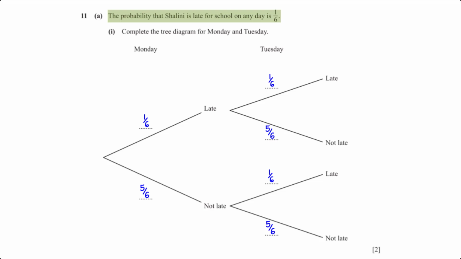The probability that Shalini is late for school on any day is 1 over 6. Complete the tree diagram for Monday and Tuesday. We've been given the probability that Shalini is late on any day as 1 over 6. So to get the probability that Shalini is not late, we simply subtract 1 over 6 from 1, which is 5 over 6.